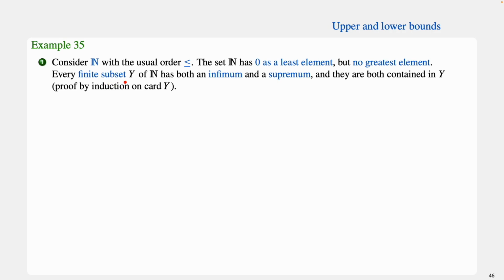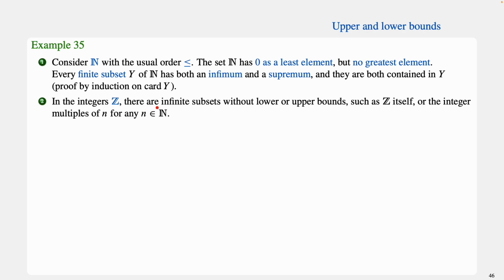Now every finite subset y of the natural numbers has both an infimum and a supremum, simply taking the largest and smallest element of that set itself. And so in this case, infimum and supremum are both contained in the set y. And if this is not clear to you, you can prove it by induction on the cardinality of the finite subset y.